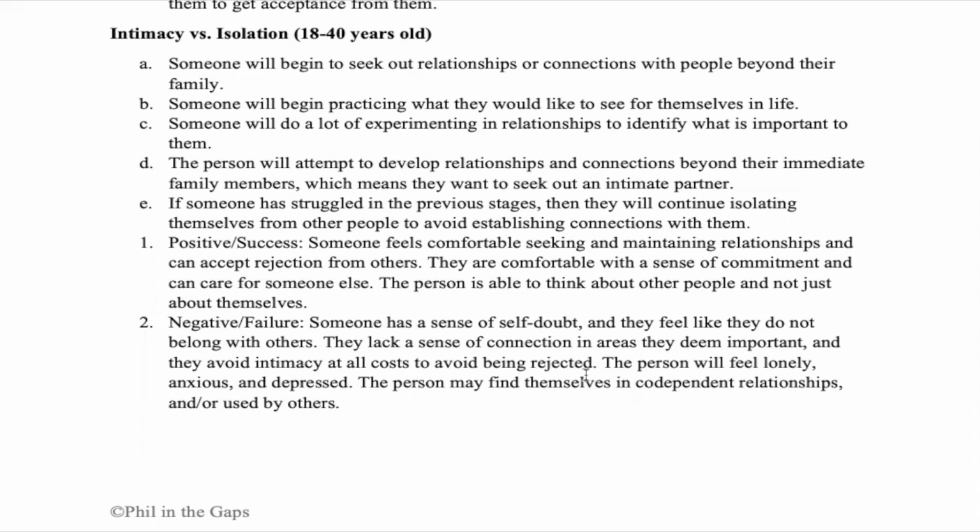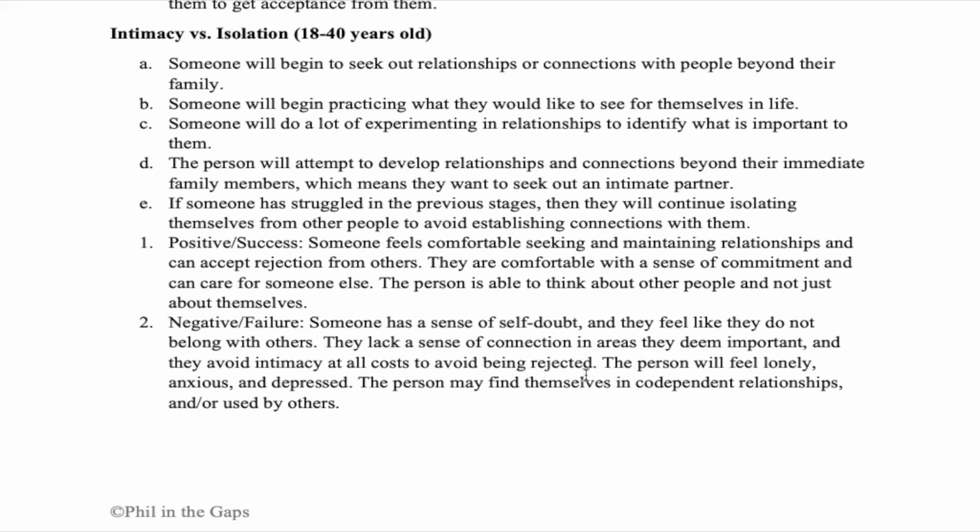So someone will do a lot of experimenting in relationships to identify what is important to them. Because if you think back to yourself in adolescence or even earlier on in your life, you may have prioritized certain things, but now in this day and age, you're like, man, I don't even know what I was thinking. These are the characteristics or attributes I should have been looking for. So the person will attempt to develop relationships and connections beyond their immediate family members, which means they want to seek out an intimate partner.